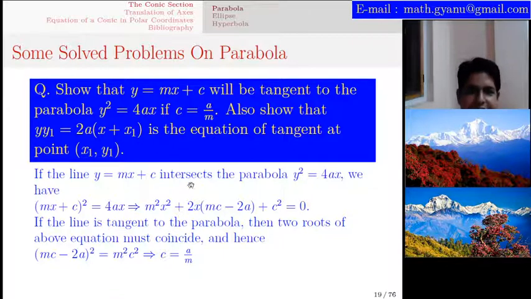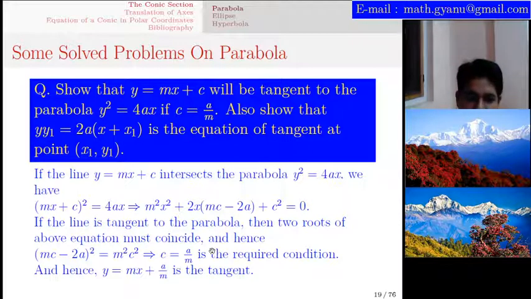So we derive the required condition. The line y equal to mx plus c will be tangent to the parabola y square equal to 4ax if c equal to a by m, which is the required condition. And hence we may also conclude that y equal to mx plus a by m is the tangent to the parabola y square equal to 4ax.